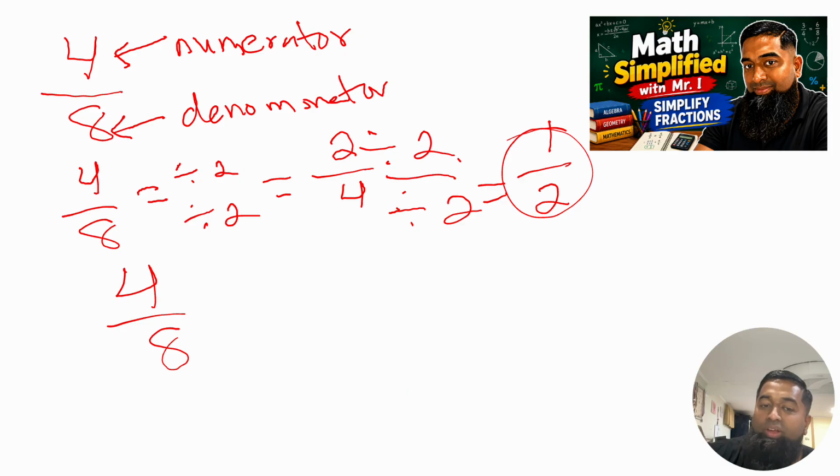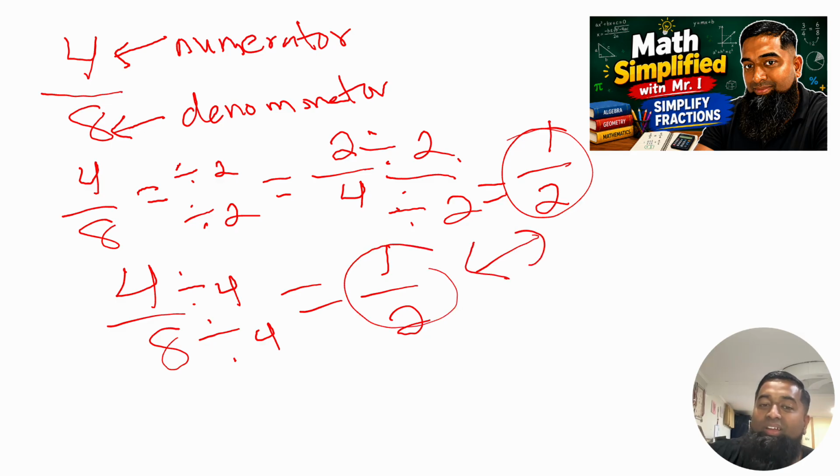So if I put 4 here, so let's say I divide the top by 4. I divide the bottom by 4. What am I going to have? 1 over 2. 4 divided by 4 is 1. 8 divided by 4 is 2. 1/2. That's the same answer we got earlier. And look, instead of doing all that long work, we just did the little work, right? So that tells you that if you find the greatest common factor, you can simplify much faster.